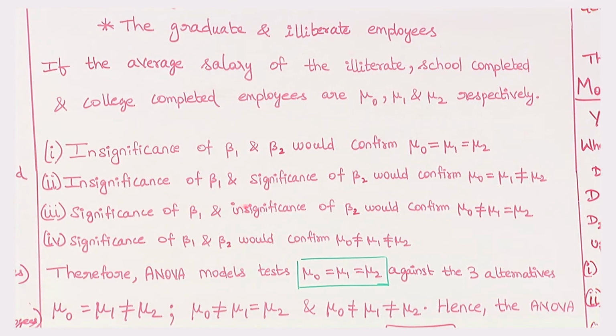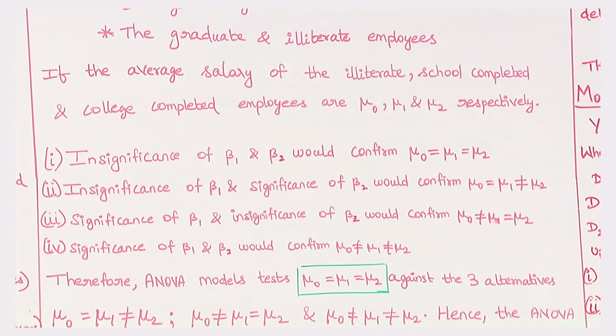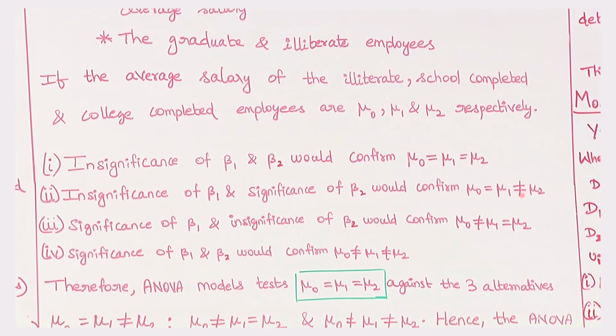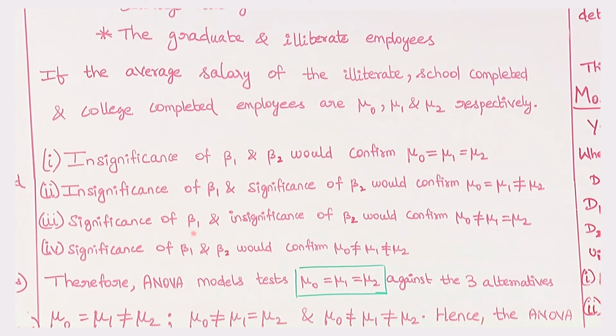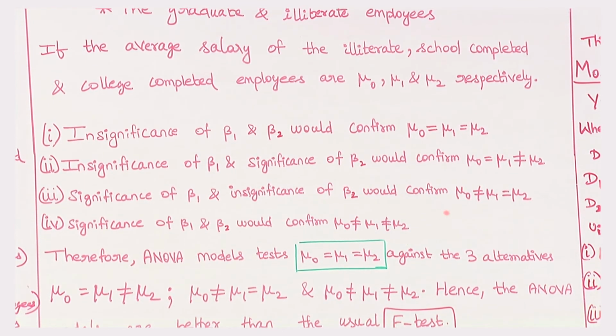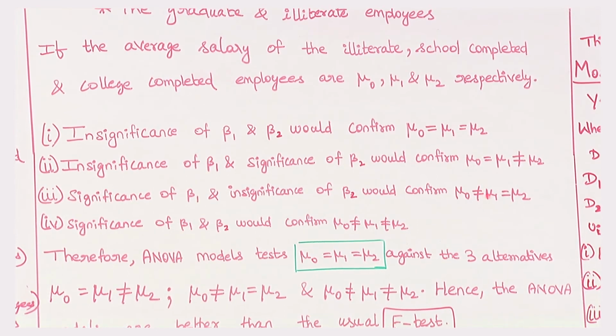Insignificance of beta 1 and significance of beta 2 would confirm mu 0 is equal to mu 1, but not equal to mu 2. Similarly, significance of beta 1 and insignificance of beta 2 would confirm mu 0 not equal to mu 1, which is equal to mu 2.